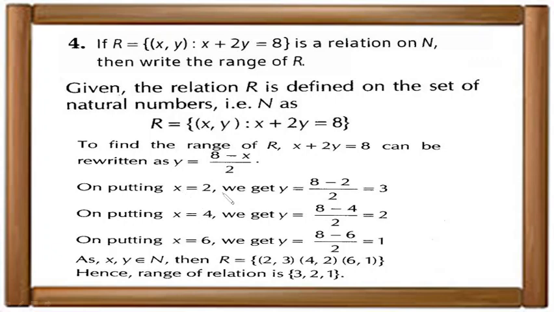x is equal to 2, so y is 3. If x is 4, so y is 2. And in the same way if x is 6, y is 1. As x, y both belong to natural numbers, the relation will be (2, 3), (4, 2) and (6, 1). So the range is 3, 2 and 1.